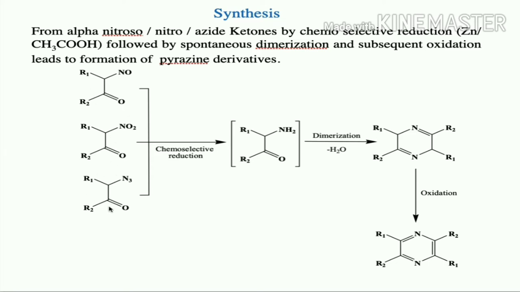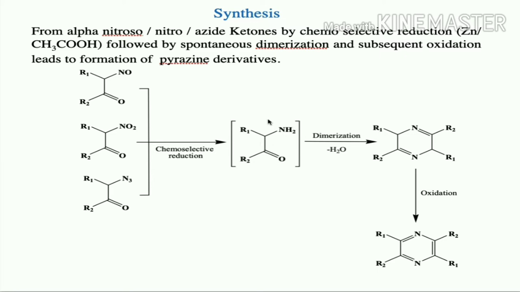Any of these starting materials like alpha-nitroso, alpha-nitro or alpha-azido ketones, upon chemoselective reduction, meaning here a carbonyl group is also present, so you need to use a reagent which will selectively reduce azide, nitro, nitroso, not this carbonyl group. One such reagent is zinc dust over acetic acid. It is going to chemoselectively reduce nitroso, nitro, azide to amine.